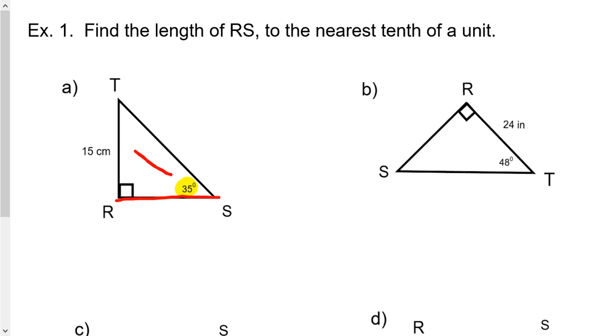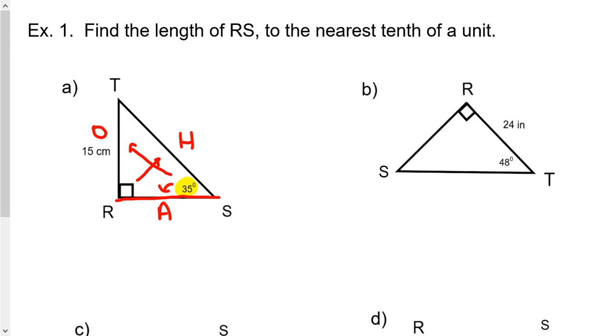Opposite is going to be this 15 centimeter side length. This is my opposite side length. Remember, we're talking about the whole side length. My hypotenuse is opposite that right angle, the longest side. And my adjacent, in this case, is length RS.